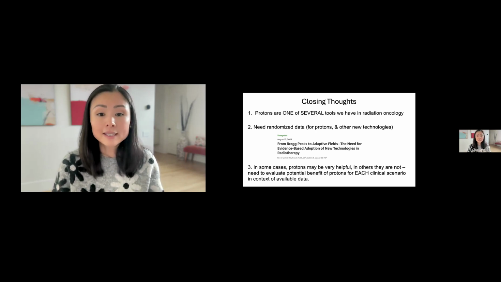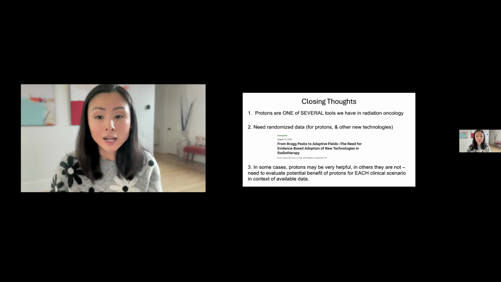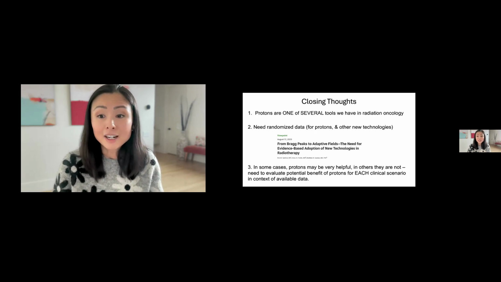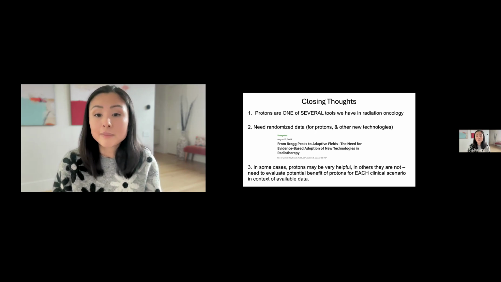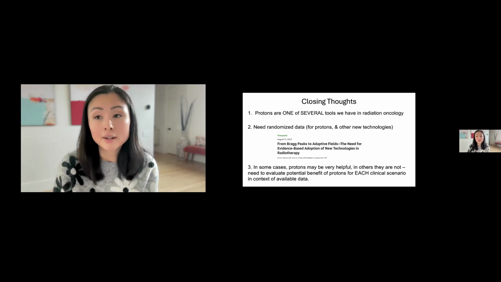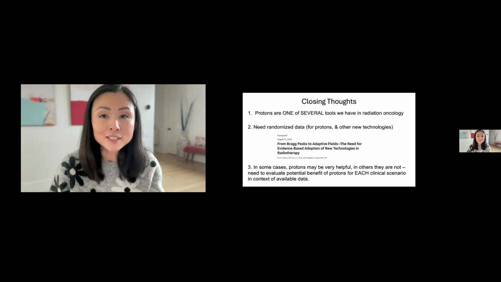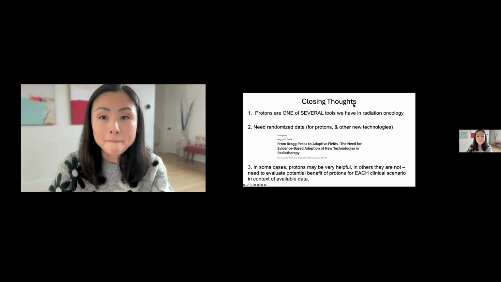And then just closing, in some cases, protons may be very helpful, potentially. In others, they are not. It may even be detrimental. So you really need to evaluate the potential benefits of protons for each clinical scenario in the context of the available data. That's all I have. Obviously, people may have different thoughts about this issue. I certainly welcome any feedback, and I hope that was helpful.